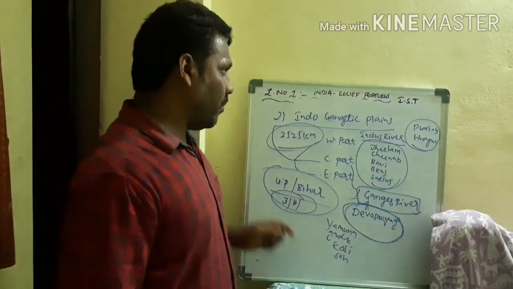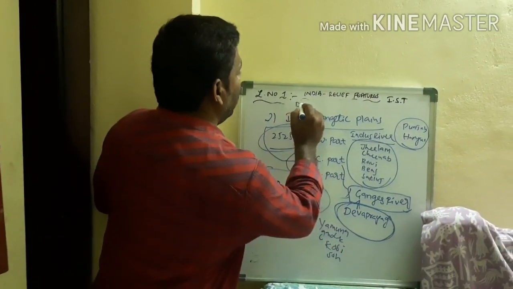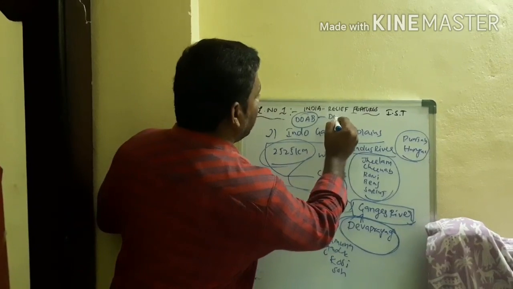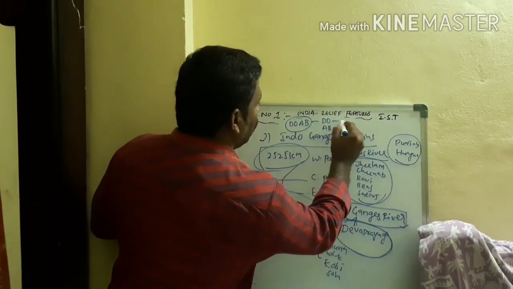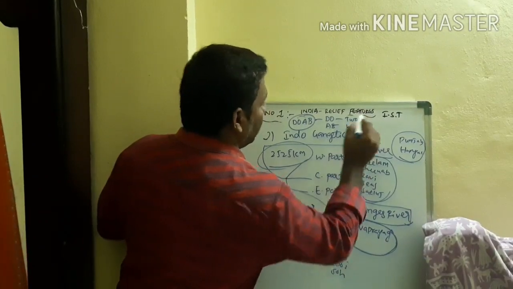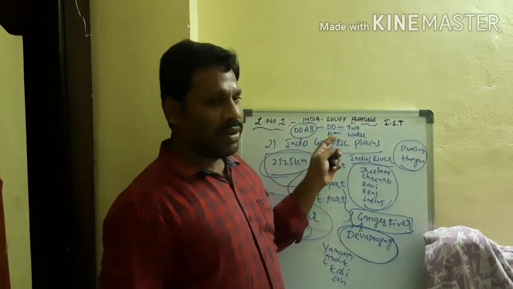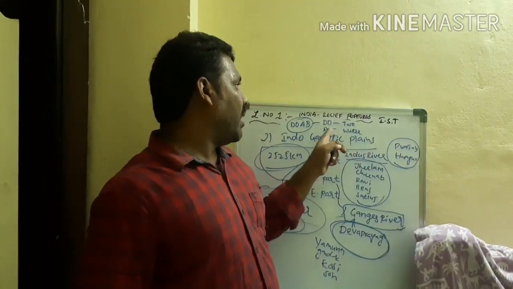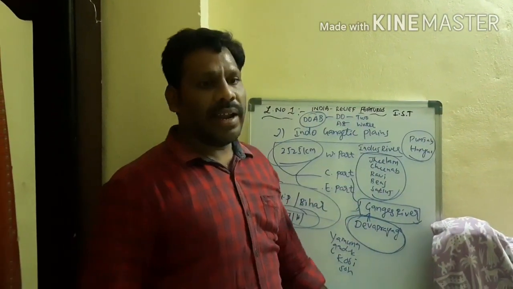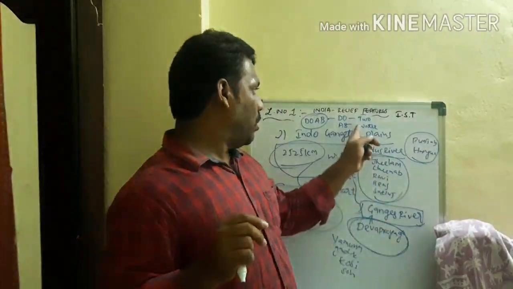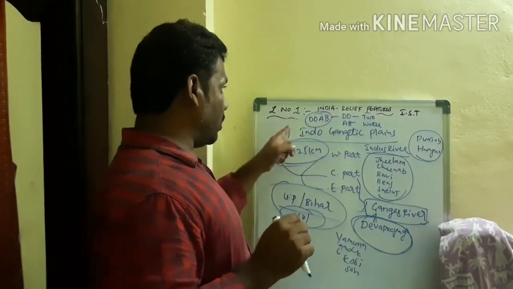What is the concept of Doab? D-O-A-B. Doab: Do means two, Ab means water. The fertile land situated between two rivers is called what? Doab. This is one more important concept, the Doab.